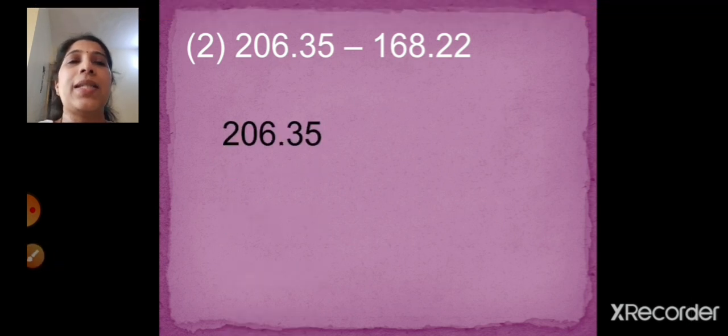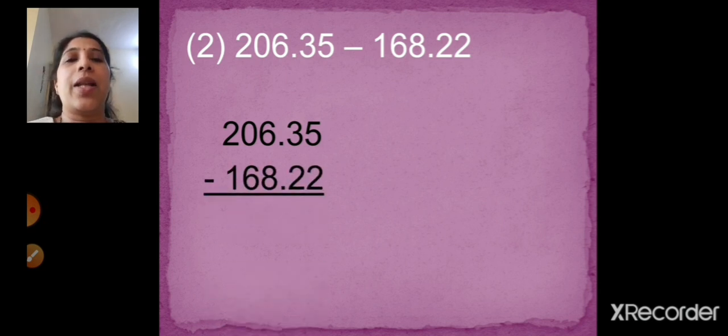Similarly for 168.22 also, right? So 2 after the decimal point, which number is there? 2 and 2. So 2 will be in the tens place and 2 will be in the hundreds place. And before the decimal point, which number is there? 168. So 8 will be in the units place, 6 in the tens place, and 1 in the hundreds place. So we'll carry out the subtraction.